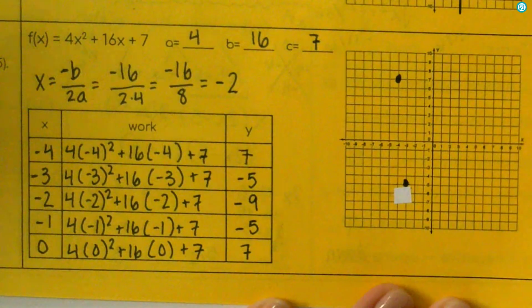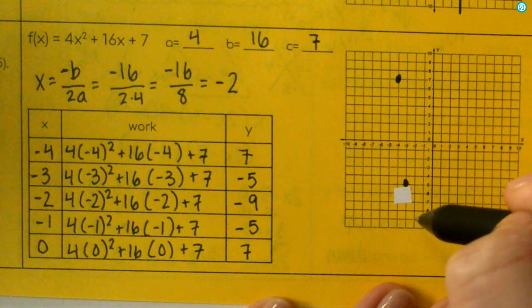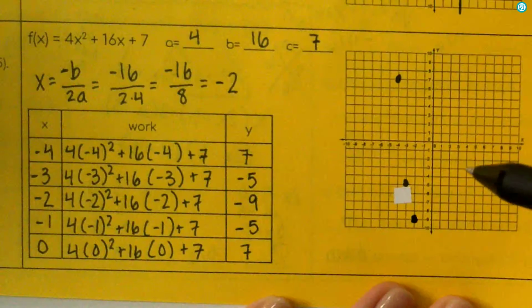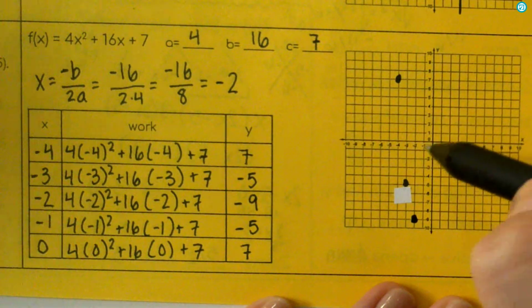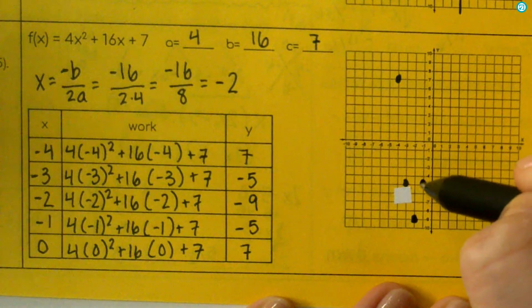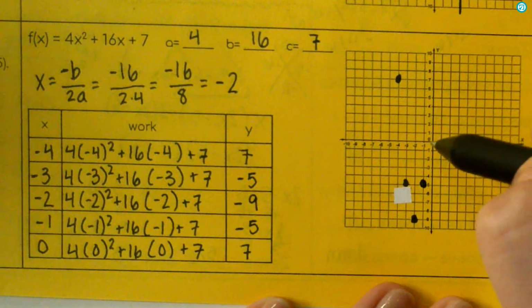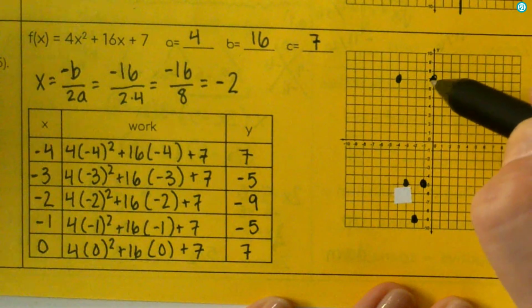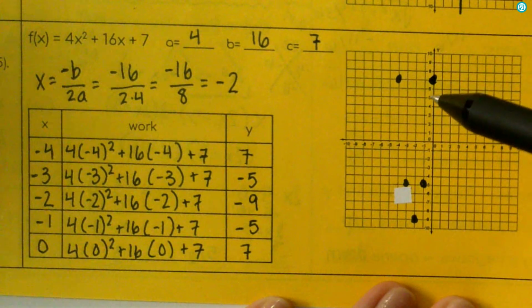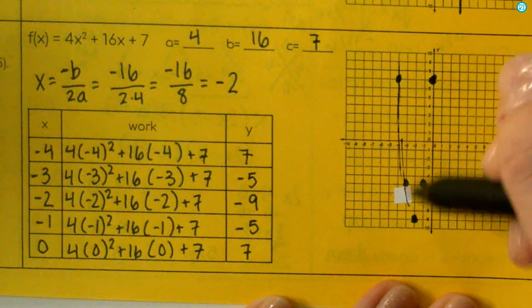That doesn't look good because my paper's not white, it's yellow. -2, -9 is left 2, down 9. -1, -5, so left 1, down 5. Do that correctly this time. And then 0, 7 is over 0, up 7. Okay, and then we can connect those all into a beautiful, tall, skinny U.